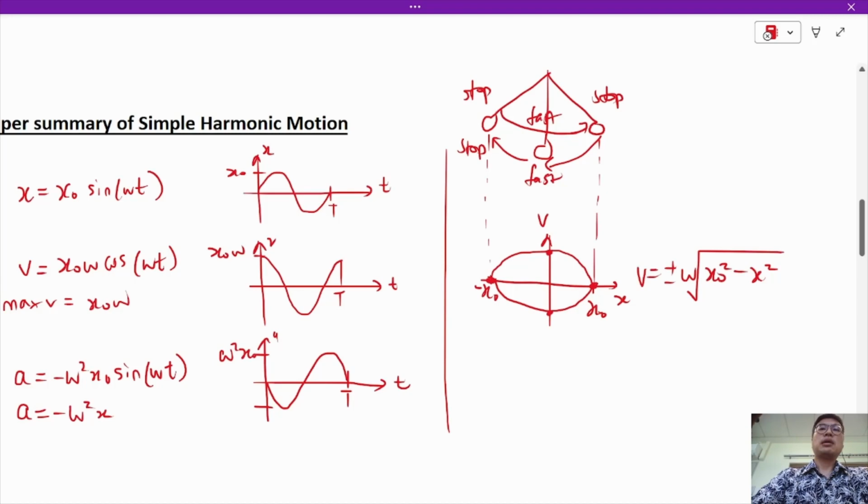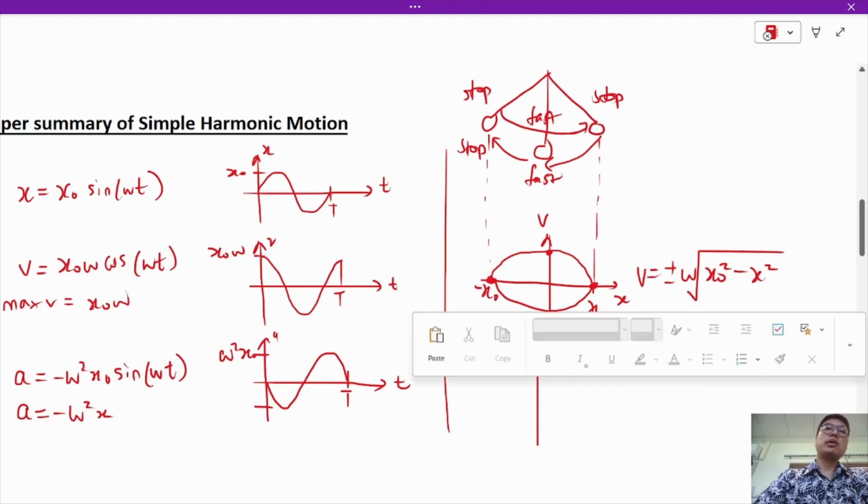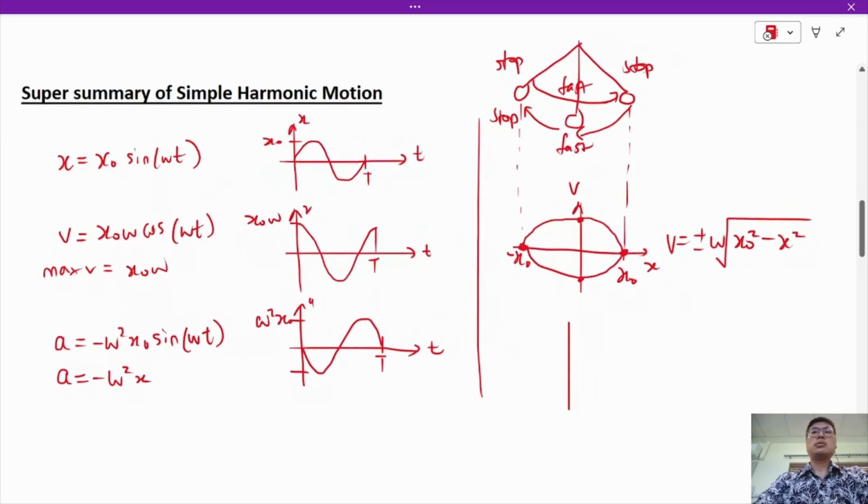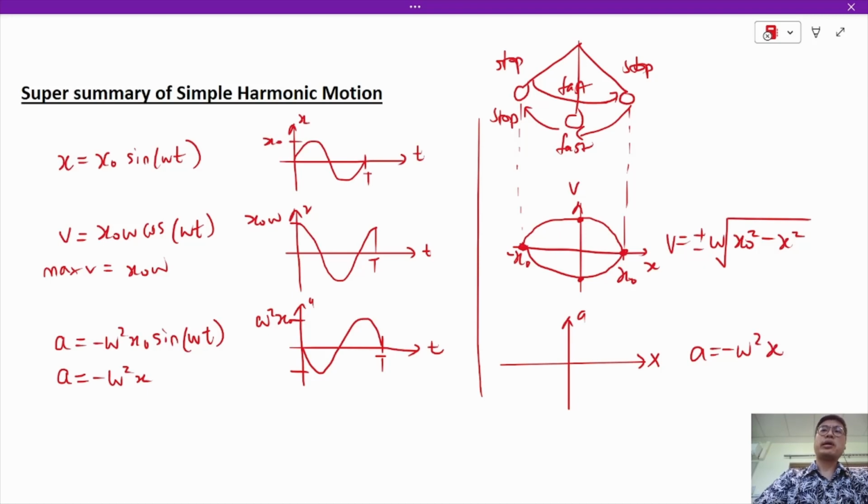Right, the last graph that you need to know is the displacement and acceleration graph. This is also the defining graph for simple harmonic motion. This is the a and this is the x graph. Now let's take a look at the formula. a is equal to minus omega squared x. This is basically the equation of a straight line with a gradient of minus omega squared. So here are the 5 graphs for simple harmonic motion.